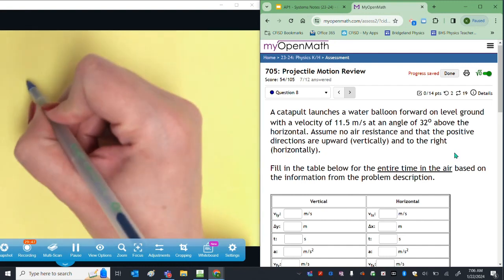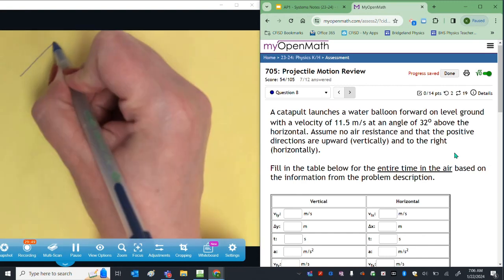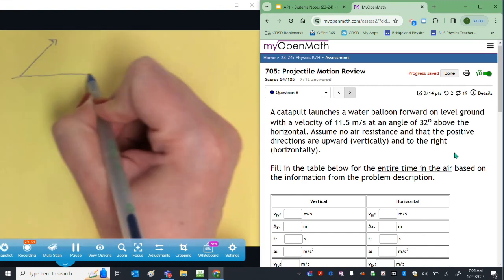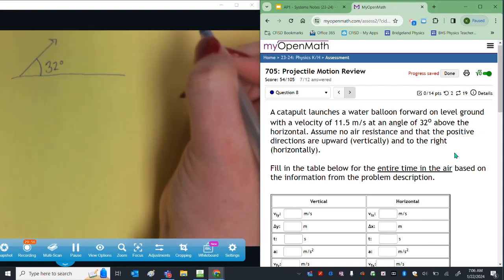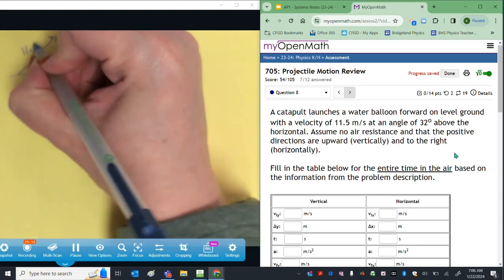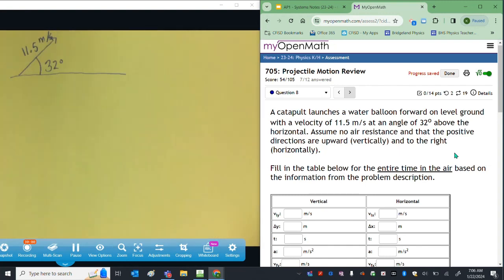So let me go ahead and sketch this real quick. Again, it's probably not drawn to scale or anything, but we're going to call this 32 degrees, and we're going to call this 11.5 meters per second. And so it tells us to fill in the table for the entire time in the air. So in the last question, I did it just to max height. This time I want to do it all the way to landing whenever I fill in the table.